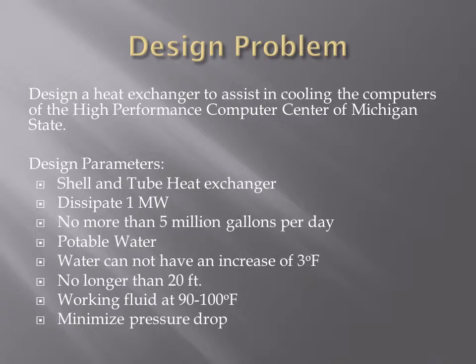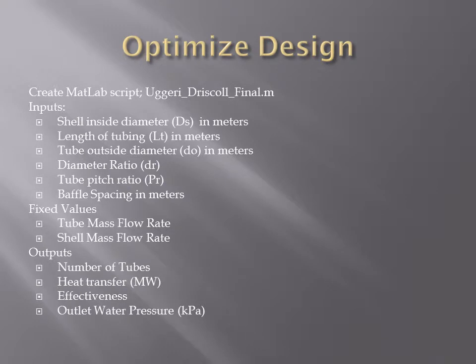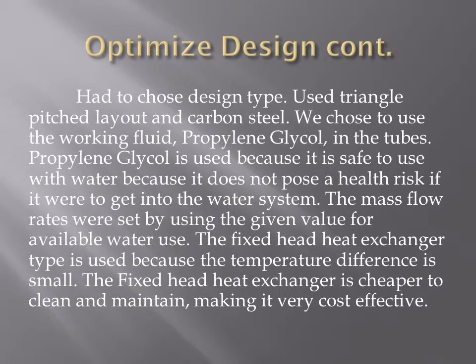Here are the design parameters that we had to face. In order to optimize the design, we varied the dimensions of the heat exchanger, and we also fixed the mass flow rates. For the mass flow rate of water, we set it to the max allowable. For the glycol, we calculated using the heat transfer rate equals m dot times Cp times the change of temperature, and we set the change of temperature about equal to that of the water. The outputs we found were the number of tubes, the heat transfer rate, the effectiveness, and the outlet pressure.